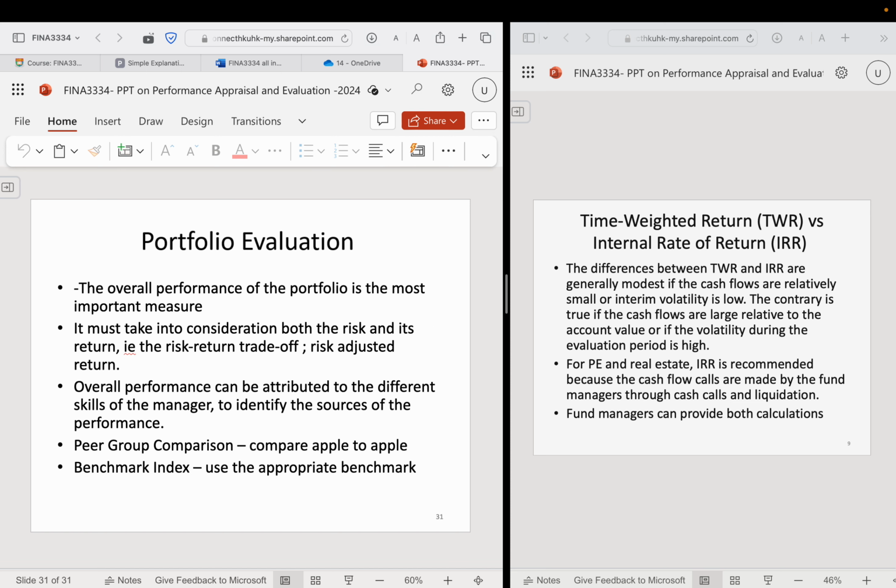So at the end of the day, the overall performance of the portfolio is the most important measure. It must take into consideration both the risk and its return, i.e. the risk-return trade-off, the risk-adjusted return. So overall performance can be attributed to the different skill of the manager.